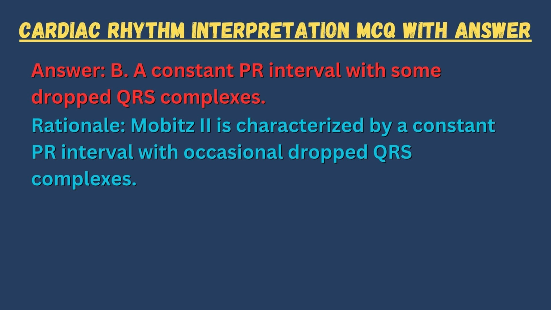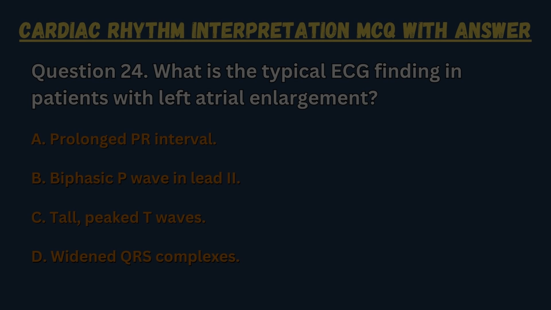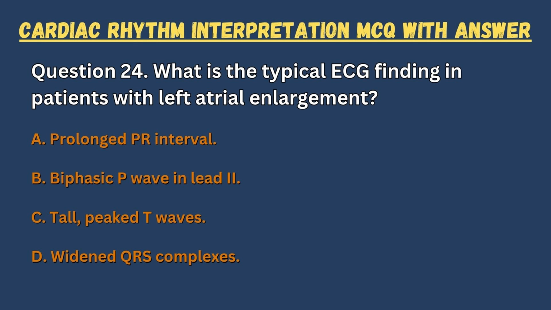Answer: B. A constant PR interval with some dropped QRS complexes. Rationale: Mobitz 2 is characterized by a constant PR interval with occasional dropped QRS complexes. Question 24. What is the typical ECG finding in patients with left atrial enlargement?